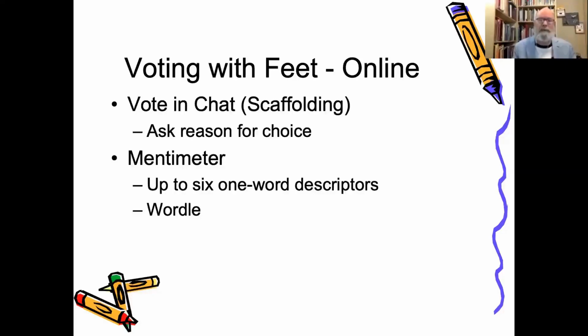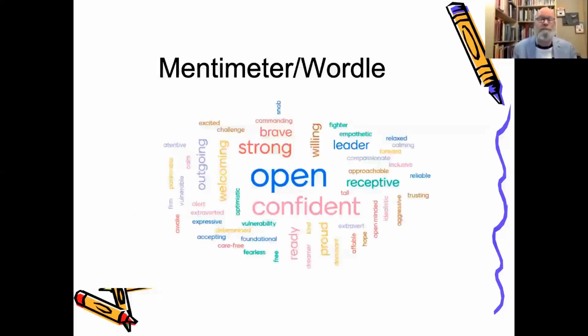Then after we had the vote, and let's say most people chose number 3, we asked them to go to Mentimeter and type in a word descriptor. And they could type in up to 6 different words in 6 different blocks. And here's an example of the Mentimeter that was transferred into a Wordle.